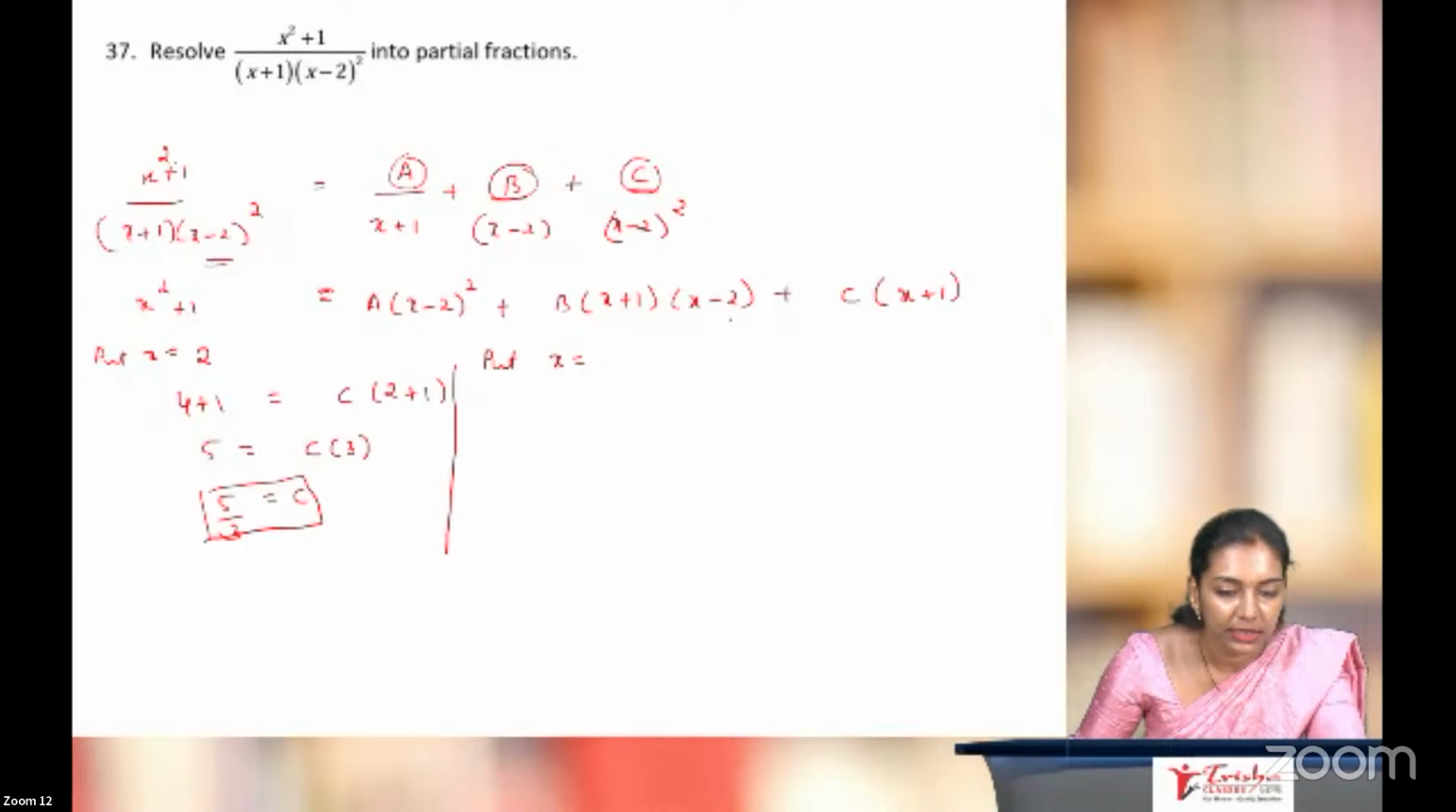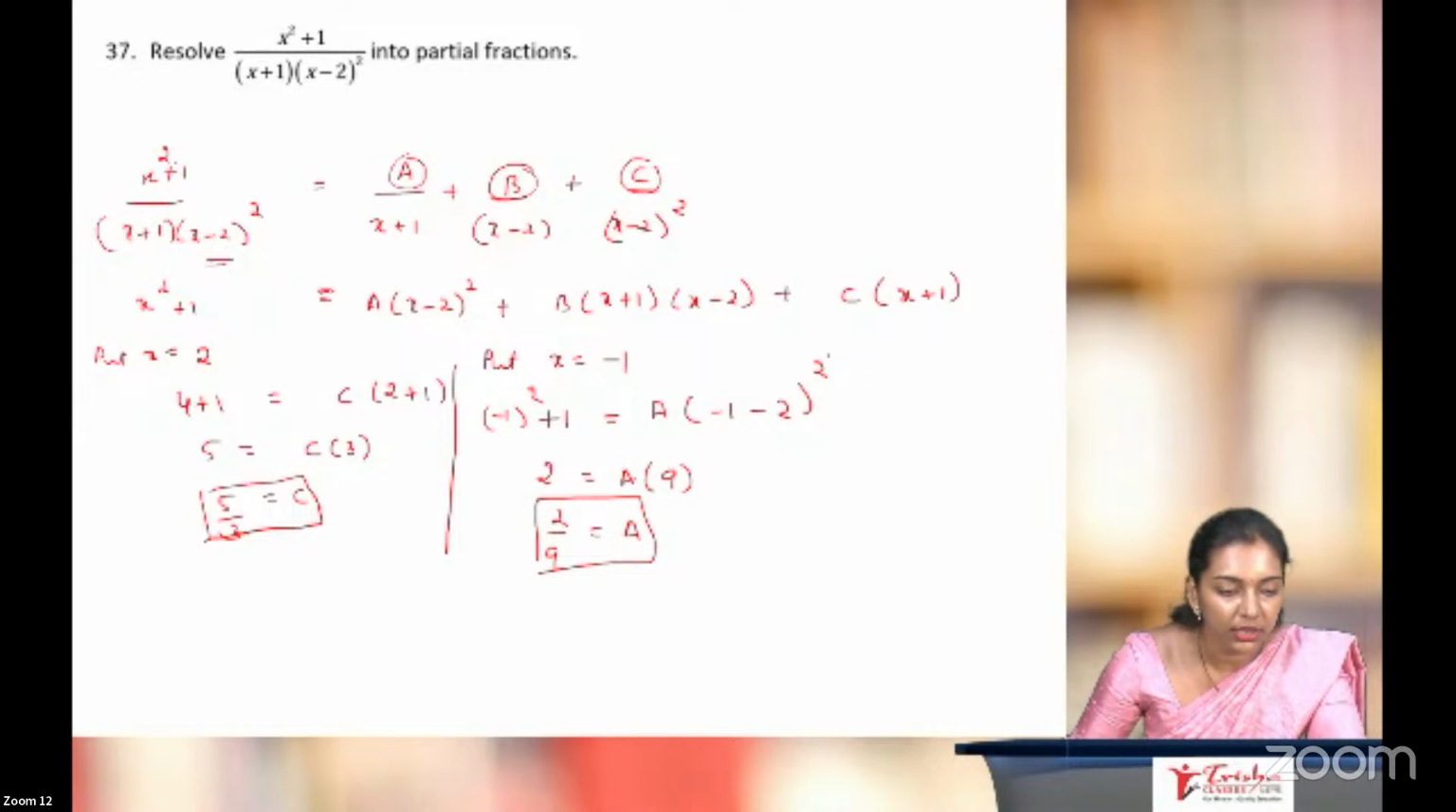X equal to, let's delete B and C. So for that, we need to put x equal to minus 1. So minus 1 plus 1 becomes 0. Here minus 1 plus 1 becomes 0. So on the left hand side, minus 1 whole square plus 1 equal to A into minus 1 minus 2 whole square. B and C became 0 because minus 1 plus 1 becomes 0. Next, 1 plus 1, 2 equal to minus 3 whole square. So A into 9 or 2 by 9 equal to A. So you got the A value now.